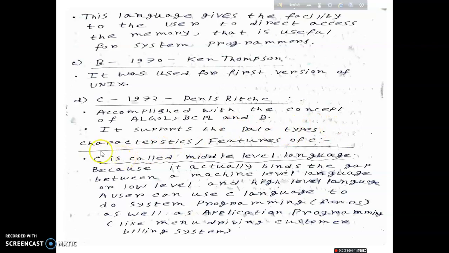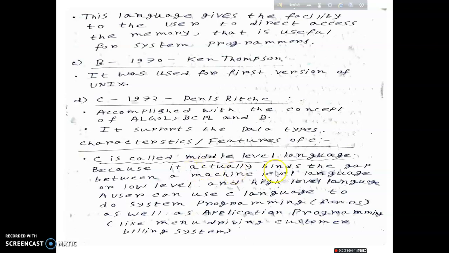Next, I am coming to the characteristics and features of the C language. C is called a middle level language. Keep in mind that C is a middle level language. Why? Because it bridges the gap between the machine level or low level language and the high level language. It is not a low level language, and not a high level language either. It is a middle level language.